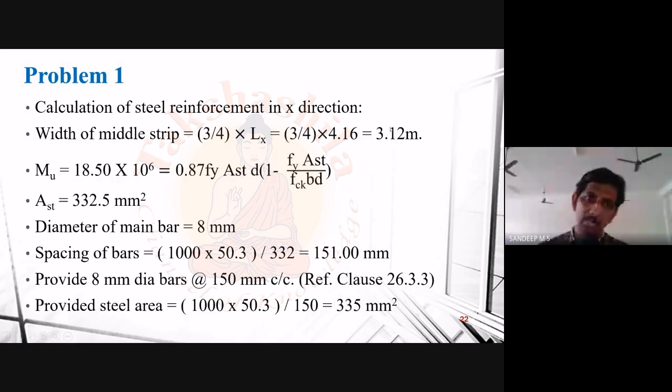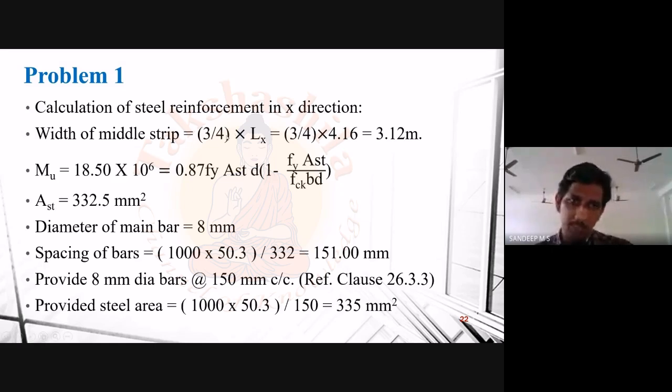So basically in the x direction, we are now going to calculate the width of middle strip. Again, it is given in the code that the width of middle strip should be 3/4 of the total length. Whether it be in the x direction or in the y direction, the middle strip will constitute around 75% of the total length, and the remaining will be equally distributed on both the edges as edge strip, which can be calculated as 1/8 of total length. So you will be having 1/8 length on left side as well as 1/8 length on right side, and in the middle you have your middle strip, which will constitute the 75% or 3/4 of your total span.